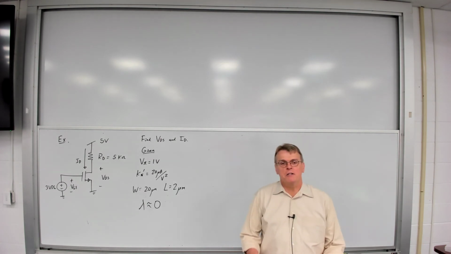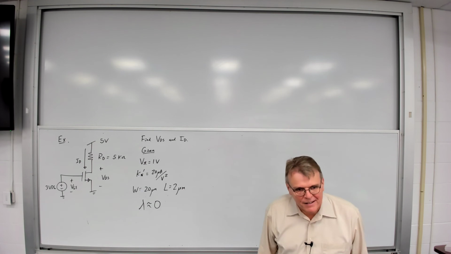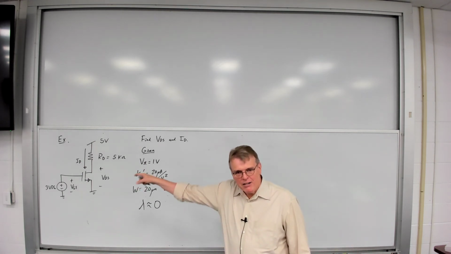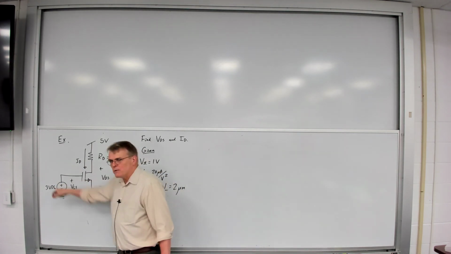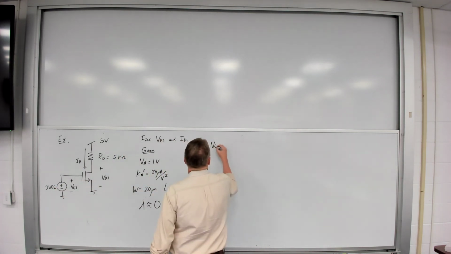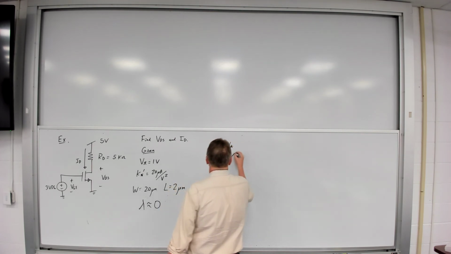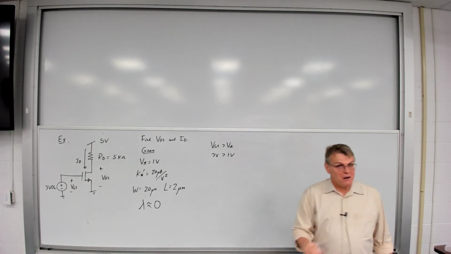Yes. How can you tell? Yeah, exactly. So by inspection, I know it's not in cutoff. Precisely. Why is that? VGS is 3 volts. So 3 volts is greater than 1 volt. I know the NFET is not in cutoff.